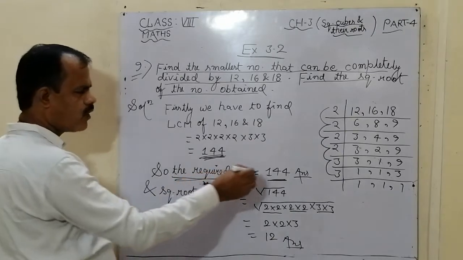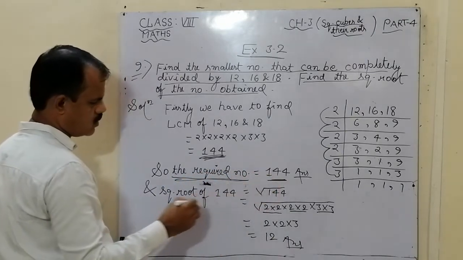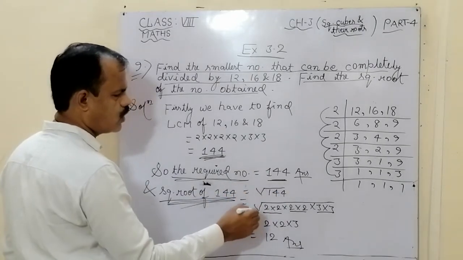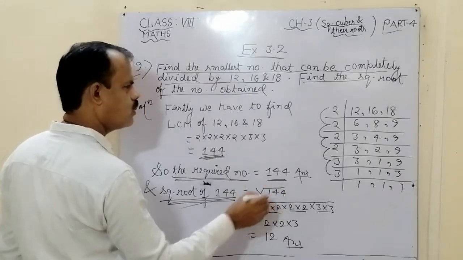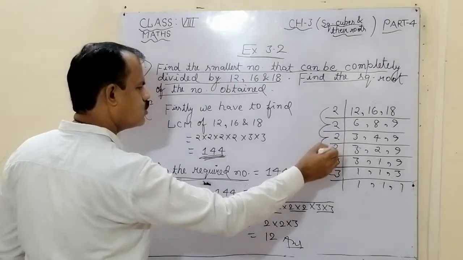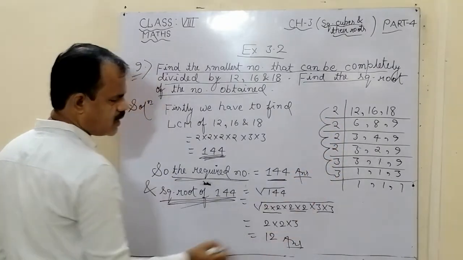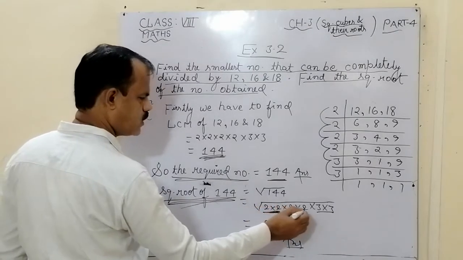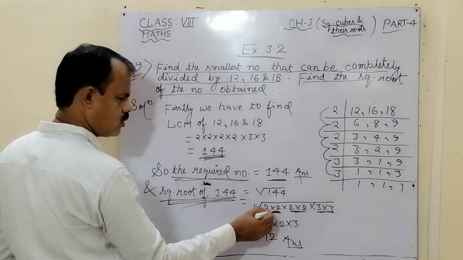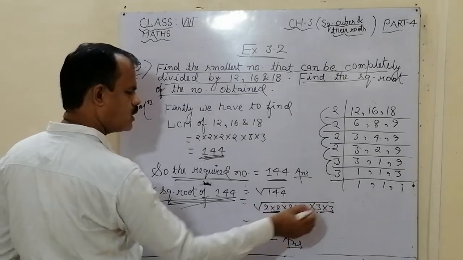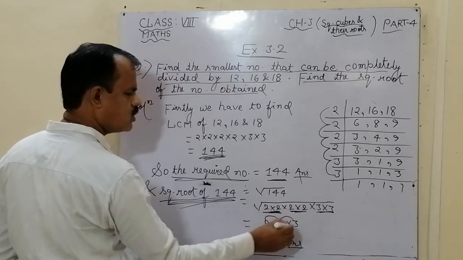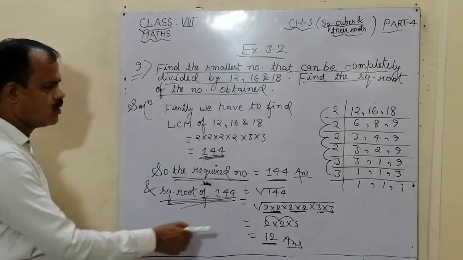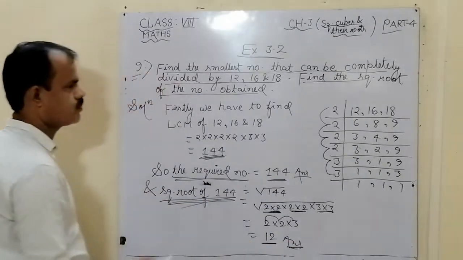Next, we have to find the square root of this number. So square root of 144 equals root under 144. 144 means 2 into 2 into 2 into 2 into 3 into 3. So we write like that. Now we have to make pairs here. So 2 multiply 3. 2 twos are 4, 4 threes are 12. 12 is the square root of 144. This is the second answer.